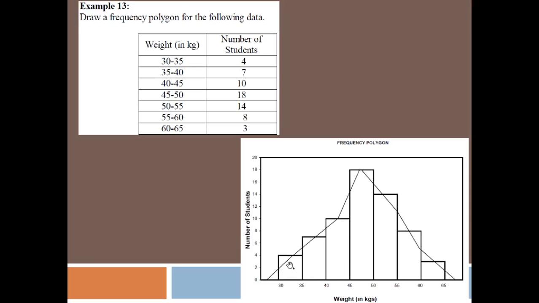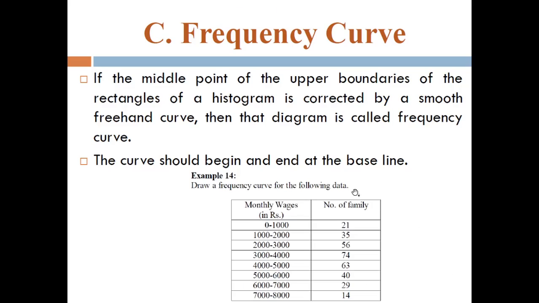Look here, this is the histogram. To draw a frequency polygon, we must construct the histogram first. The midpoints of the bars are noted and joined by straight lines. This is the histogram, and this is the frequency polygon. This is the example: number of students, weight. This is the zigzag curve. This is the frequency polygon.